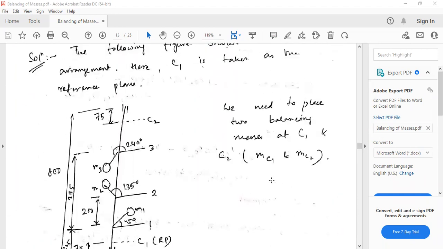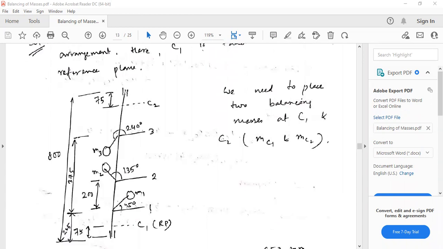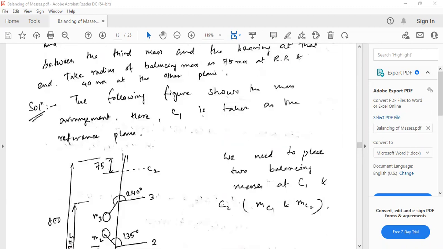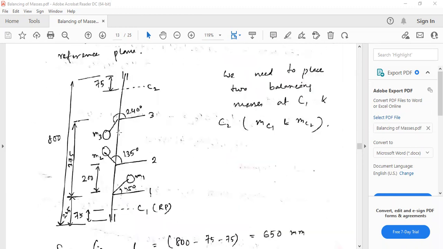So we'll go to the problem again. Now see, this is the shaft. This diagram is given. It may or may not be given along with the question, but if the diagram is not given in such types of questions, you may construct this diagram. So you know the first mass m1 and the radius r1 are given, and the angle with the horizontal, this 45 degrees, is given.